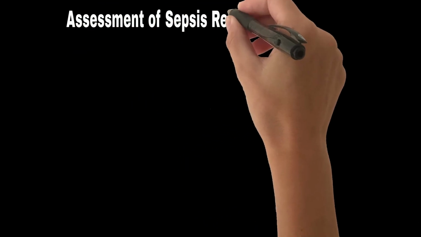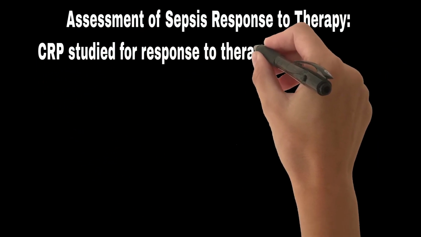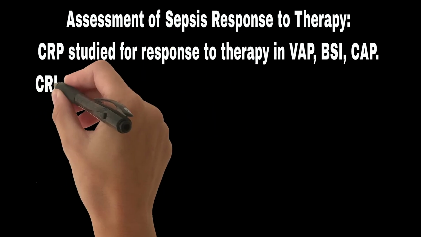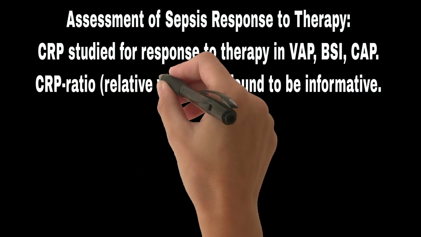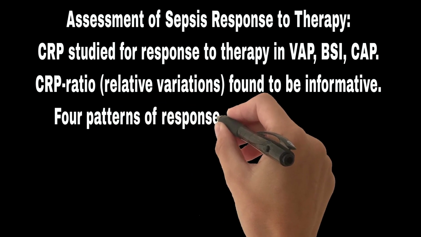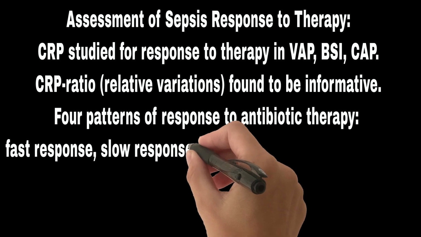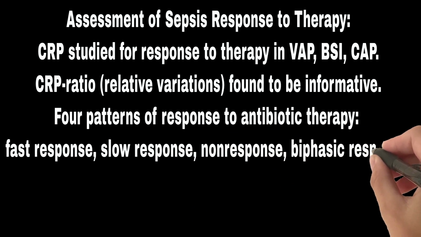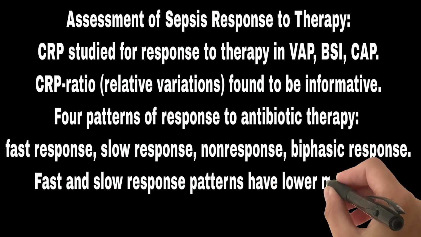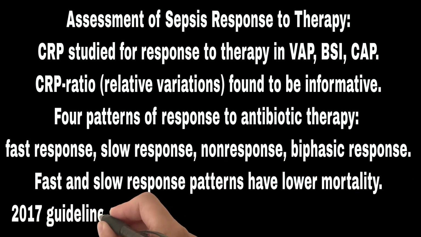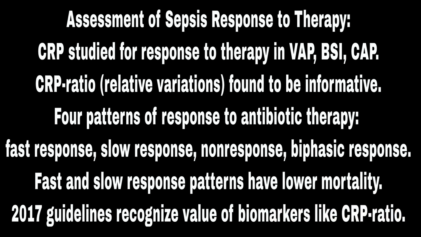CRP for assessment of sepsis response to therapy. CRP has been studied for response to therapy in VAP, BSI, and CAP. The CRP ratio, relative variations, was found to be informative. There are 4 patterns of response to antibiotic therapy: fast response, slow response, non-response, and biphasic response. Fast and slow response patterns have lower mortality. The 2017 guidelines recognize the value of biomarkers like the CRP ratio.